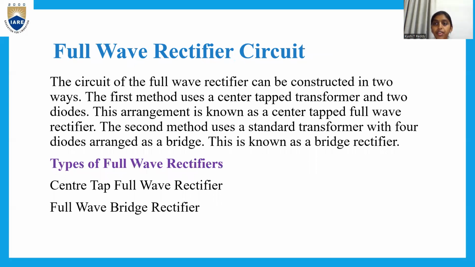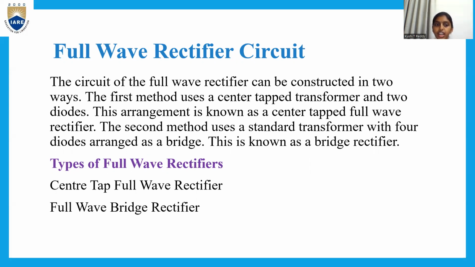So let us know about the full wave rectifier circuits. The circuit of the full wave rectifier can be constructed in two ways. The first method uses a center tapped transformer and two diodes. This arrangement is known as center tapped full wave rectifier. And the second method uses a standard transformer with four diodes arranged as a bridge. This is known as a bridge rectifier.